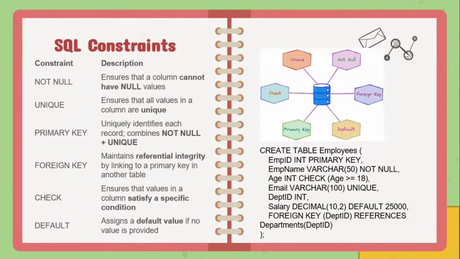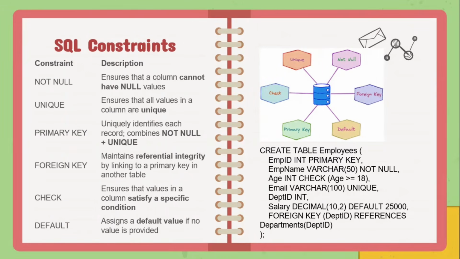Next, we will discuss SQL constraints. There are some constraints that are available and their descriptions are shown here. First one is not null. It tells that we cannot store null values in a column. Then unique. It ensures that all values in a column are unique.